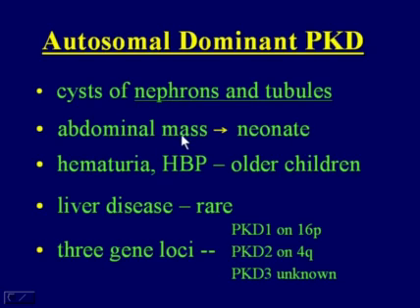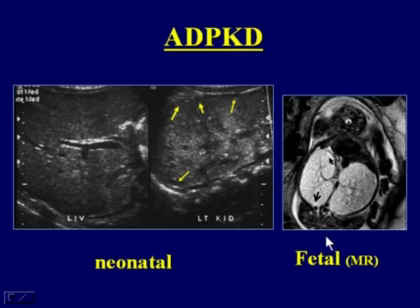Again, they can present as an abdominal mass in the neonate, and older children can present with hematuria or hypertension. The liver disease, unlike autosomal recessive disease, is usually rather rare. Now, there are several gene loci that have been identified who are responsible for the phenotypic look of autosomal dominant polycystic kidney disease. And again, if you find yourself with a neonate with large mass-like enlargement of the kidneys, take a good look at the liver here.